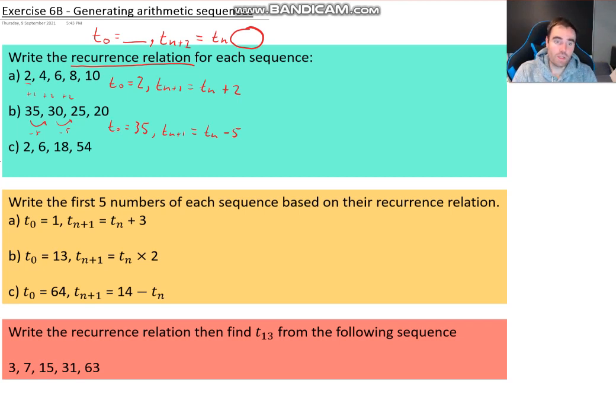All right, a 2 to a 6. If we times 2 by 3, it equals 6. And then if we times 6 by 3, it's 18. 18 by 3 is 54. So we get the rule there. The rule is times 3 each time. So the first term is 2. The next term, Tn plus 1, is the same as the current term times 3.